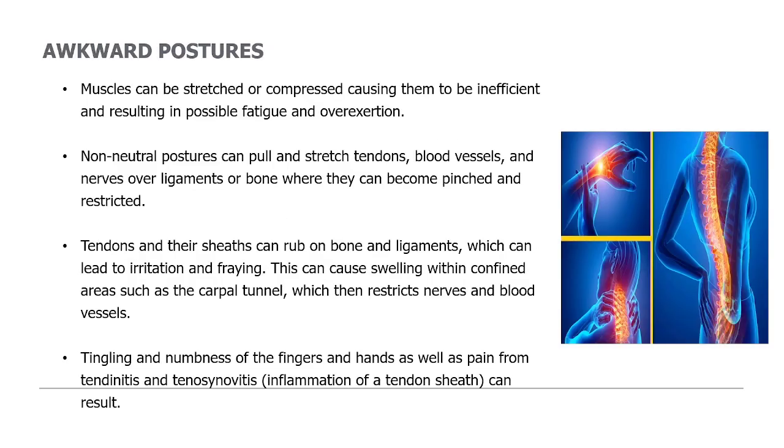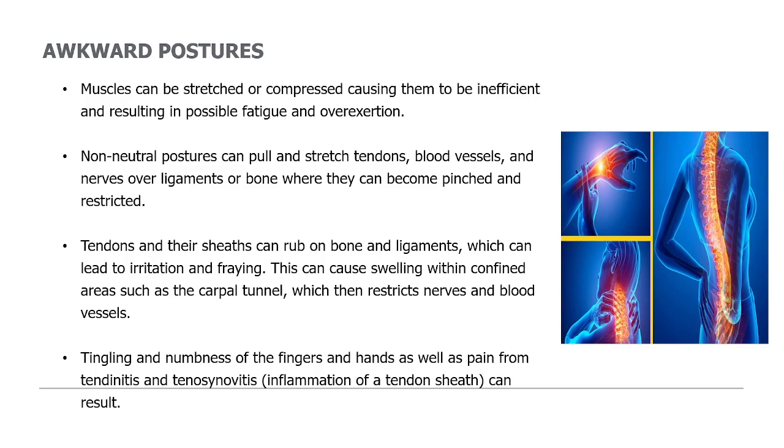Awkward postures play an important part. Muscles can become stretched or compressed, causing them to be inefficient, resulting in possible fatigue and even overexertion. Non-neutral positions or postures can pull and even stretch tendons, blood vessels, and nerves over ligaments or even bones, where they can become pinched or even restricted. Tendons in their sheaths is another example, where they can rub on bones and ligaments, causing irritation and fraying.